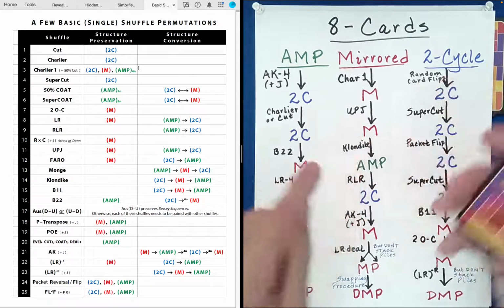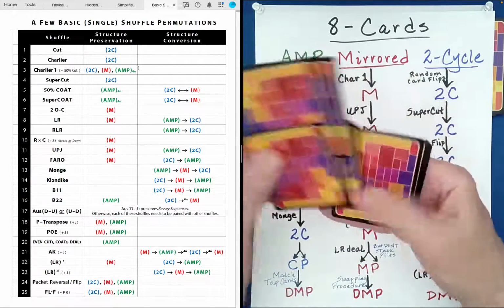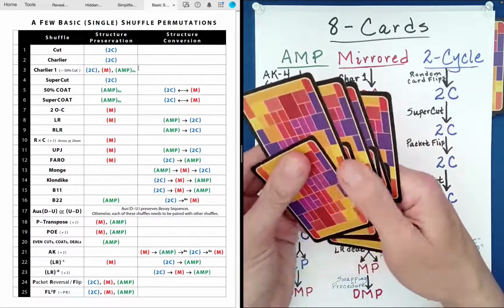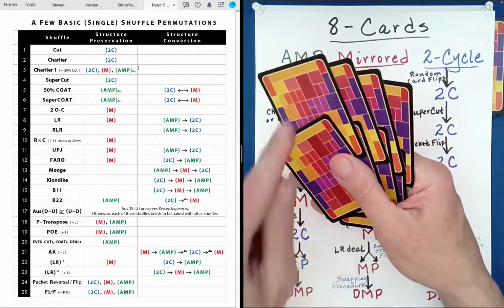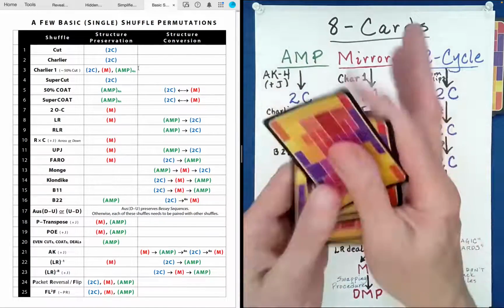Now we have seen previously that the up jog, either the even or the odd up jog, preserves mirrored structures. So let's go ahead and quickly do an even up jog. This is where you jog forward the even position cards, 2, 4, 6, 8, and then you strip those out and then random stack those.